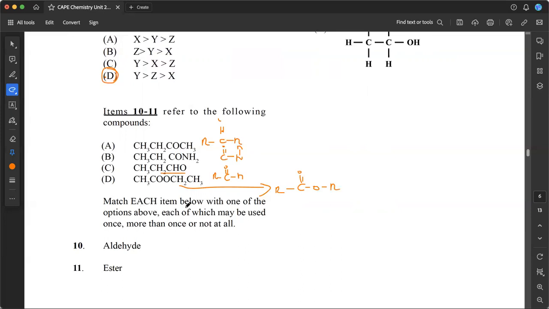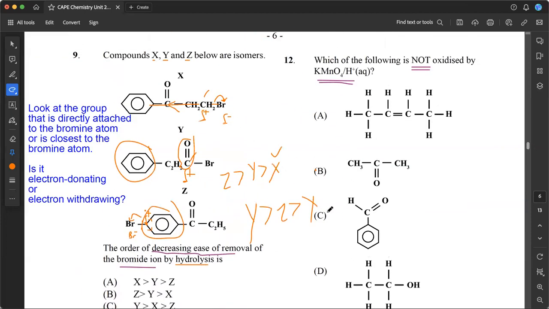Okay, so match each item below with one of the options above, each of which may be used once, more than once, or not at all. So 10, they're asking which one is the aldehyde, and what did you say the aldehyde was? The aldehyde was C, right? And 11 is asking about the ester, and we said that D was the ester. So D is our answer for 11, okay? All right, so moving right along to question 12.